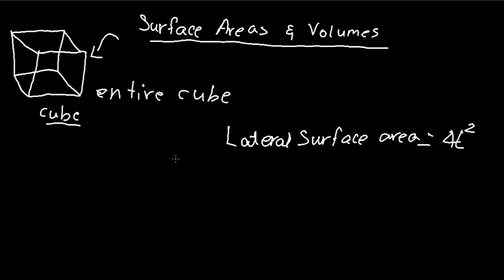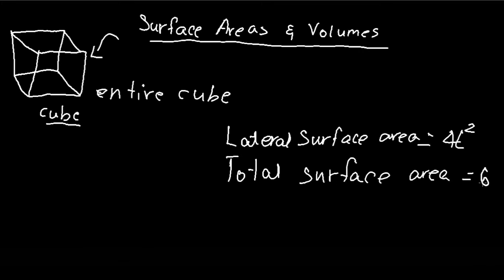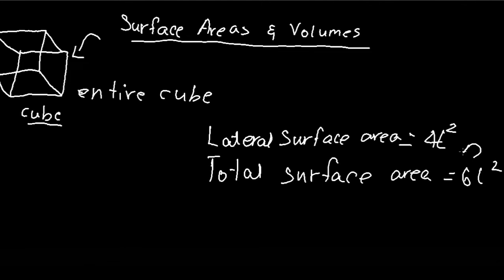Now let's go ahead and find the total surface area. So total surface area, which is 6L squared, which is almost the same thing as this, except we are adding all the sides.